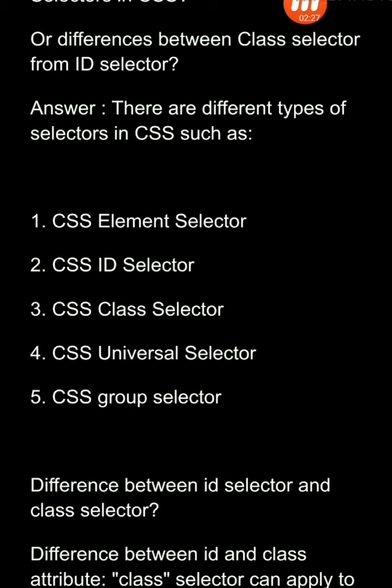What are the different types of selectors in CSS, or the difference between a class selector and an ID selector? There are different types of selectors in CSS, such as the CSS element selector, CSS ID selector, CSS class selector, CSS universal selector, and CSS group selector.